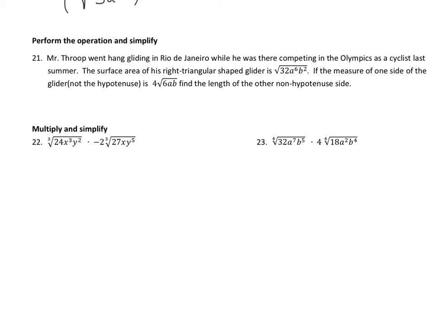All right, for problem number 21, basically what we're doing is we have the lengths and widths of a shape, and they're written in terms of radicals. Let me just read the question here. Mr. Throop went hang gliding in Rio de Janeiro while he was there competing in the Olympics as a cyclist last summer. The surface area of his right triangular shaped glider is root 32 a to the 6b squared. If the measure of one side of the glider, not the hypotenuse, is 4 root 6 ab, find the length of the other side, not the hypotenuse side.